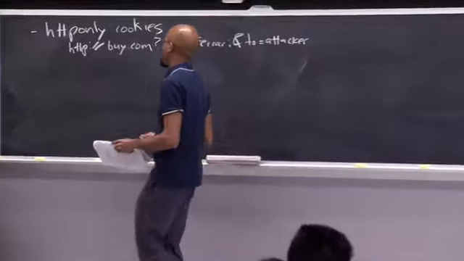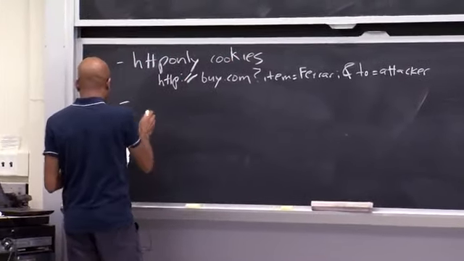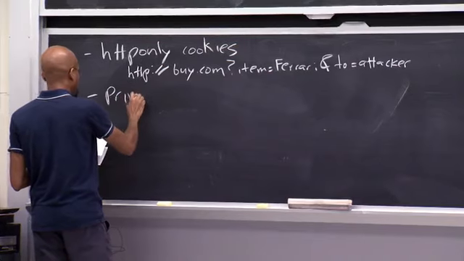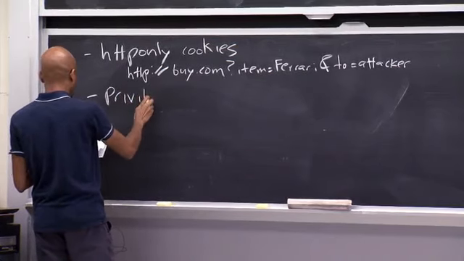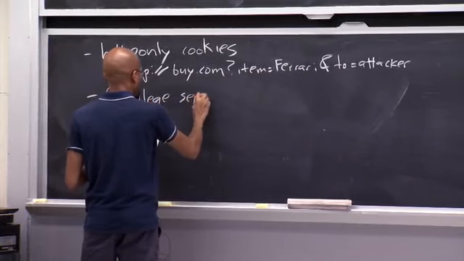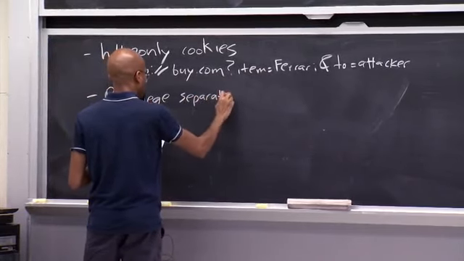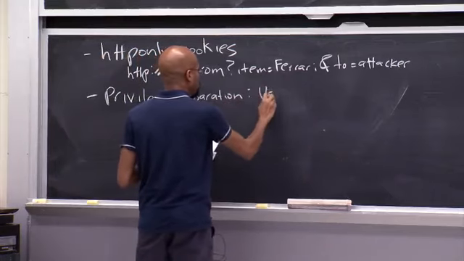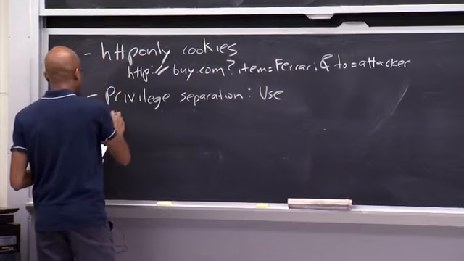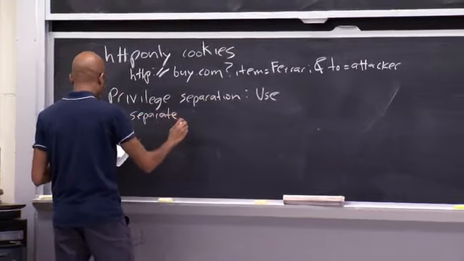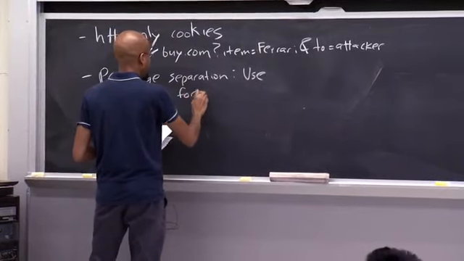So another thing that you can try to do to prevent these cross-site scripting attacks is privilege separation. And so the idea here is basically that you want to use a separate domain for all the content that is untrusted.